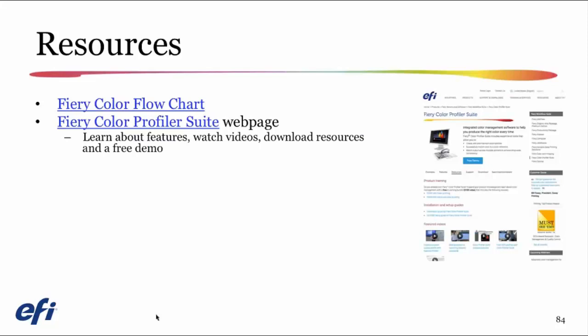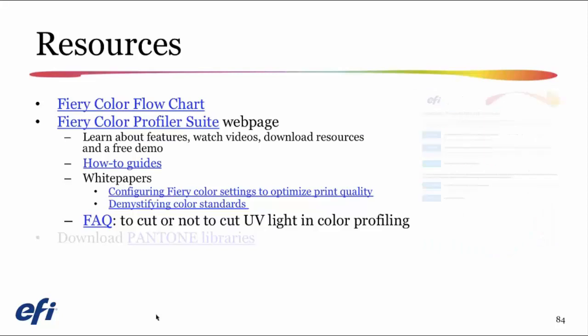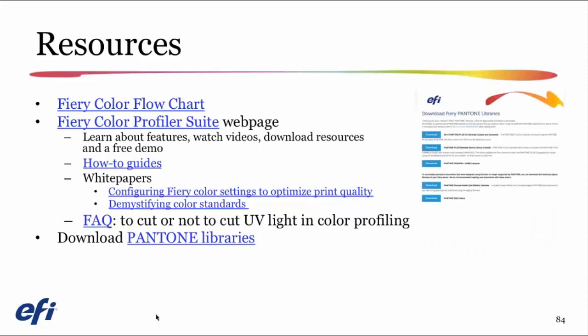From here, you can also go to our resource tab, and you can download specific how-to guides and white papers, including configuring Fiery color settings to optimize print quality, as well as demystifying color standards. We also have a FAQ here about UV lighting and how it determines which measurement mode to use. We also provide direct links to download the latest Pantone libraries, which includes a guide of how to import them on your Fiery server.